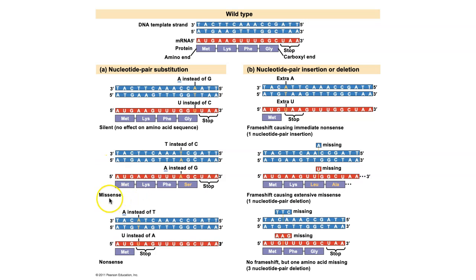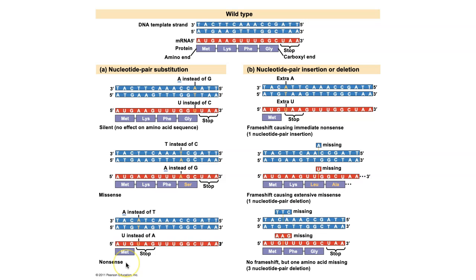In the next example, we're looking at a missense. So this pair should be a CG, and instead of it, it's a TA. So this changed the codon from GGC to AGC. And this did change the amino acid. It should have been a glycine, and instead we get a serine. So we're still making a protein, and we have the wrong amino acid. So this is a missense, and this is going to affect how it folds and probably how it functions.